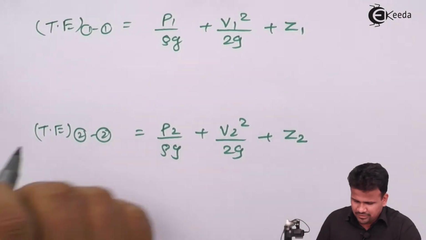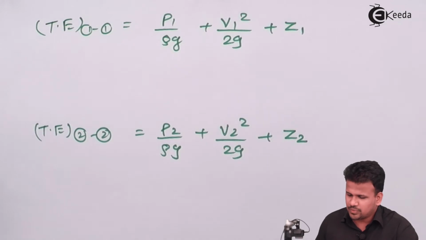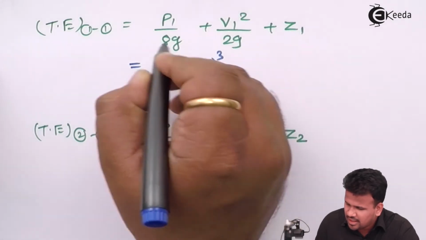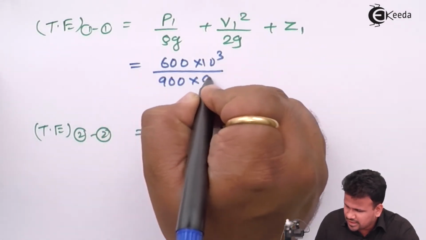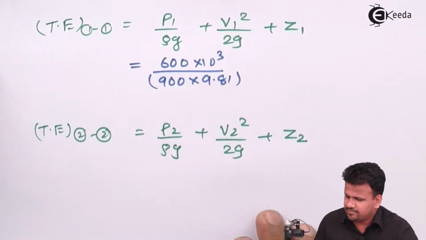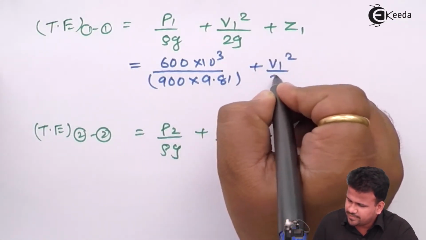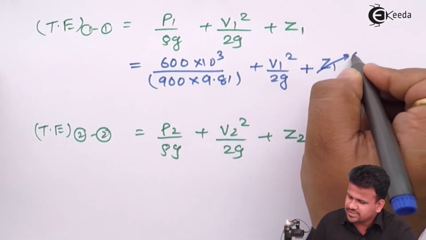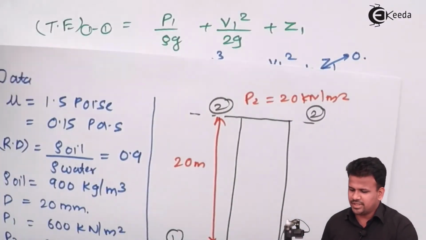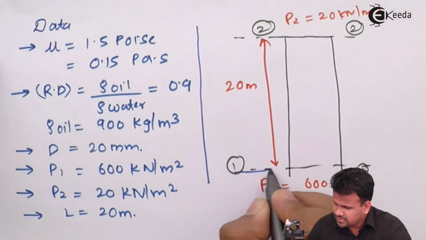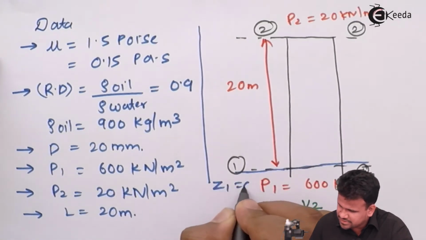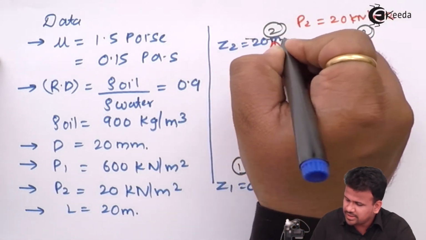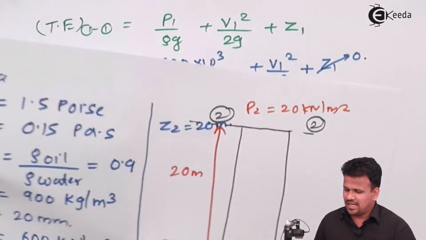So now we'll evaluate the value of total energy at point 1. This is equal to 600 into 10 to the power 3 upon 900 into 9.81 plus V1 square by 2g plus Z1. Now we'll consider this part as 0. We'll consider this as the datum line, so this is the datum line or the reference line. Hence Z1 is equal to 0. When we come to section 2-2, Z2 will be equal to 20 meters. So let us evaluate this value.